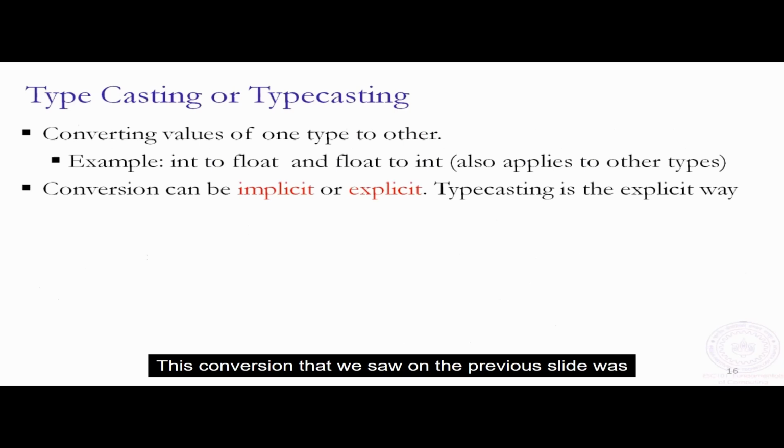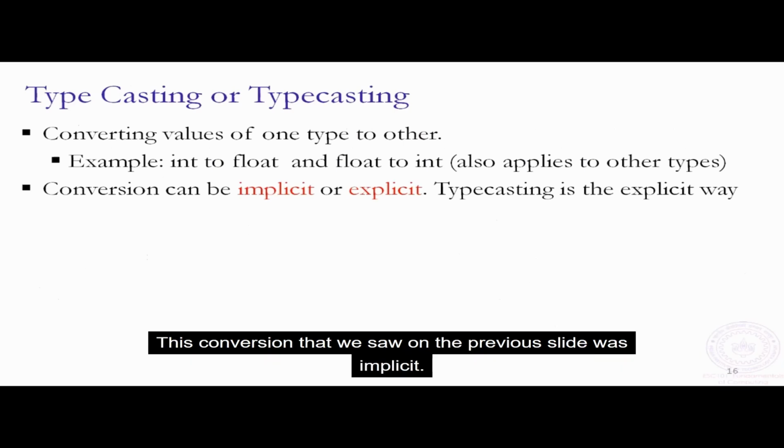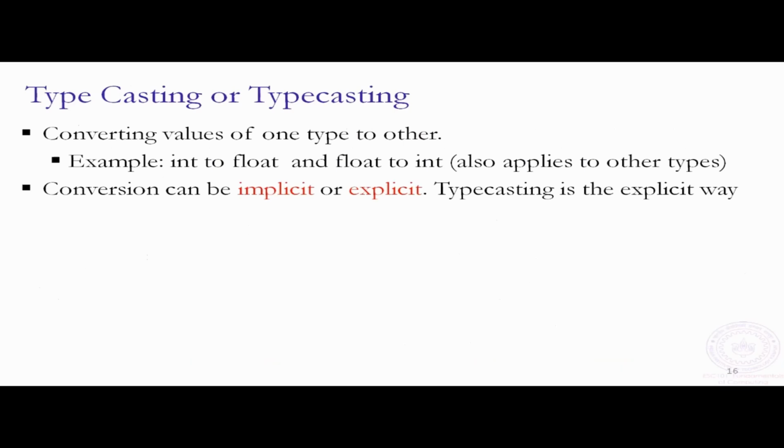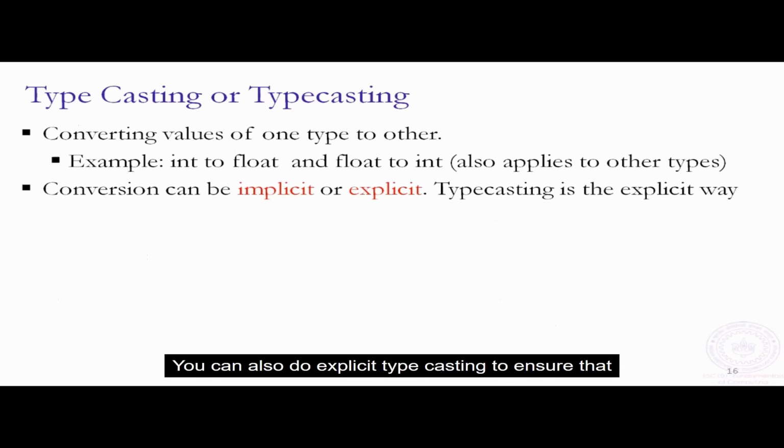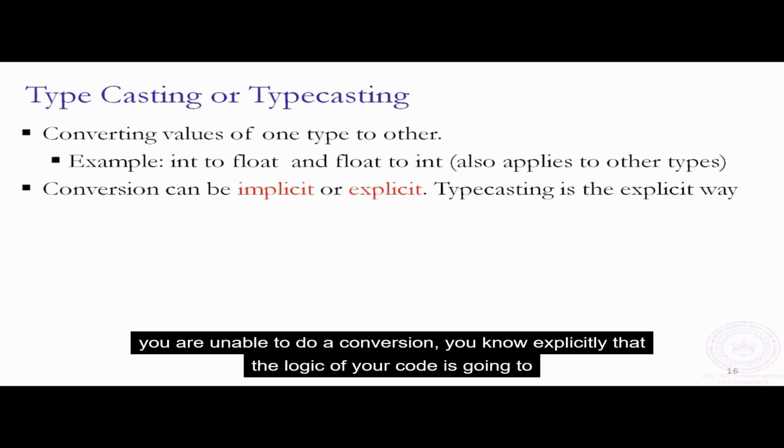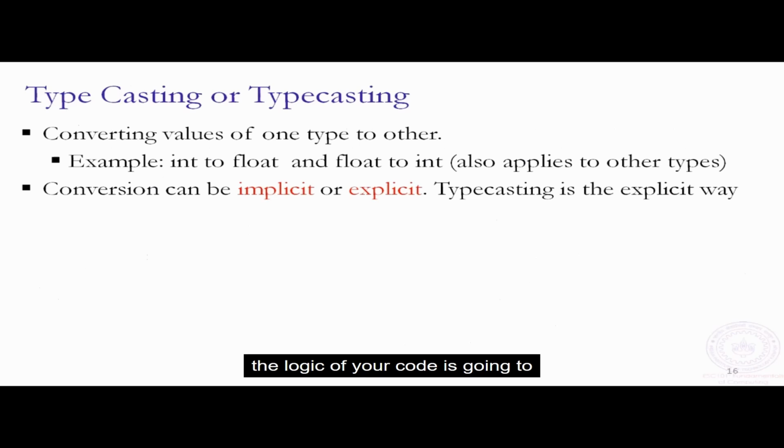This conversion that we saw on the previous slide was implicit. You can also do explicit typecasting to ensure that these conversions are reliable, and when you are unable to do a conversion, you know explicitly that the logic of your code is going to get broken.